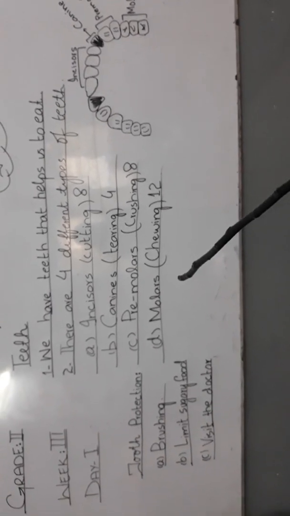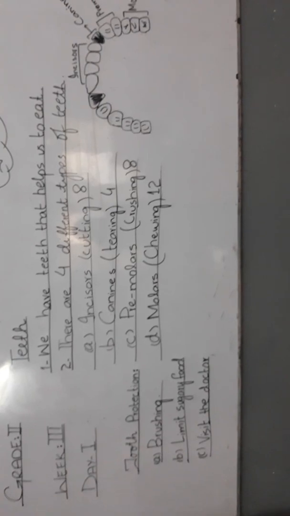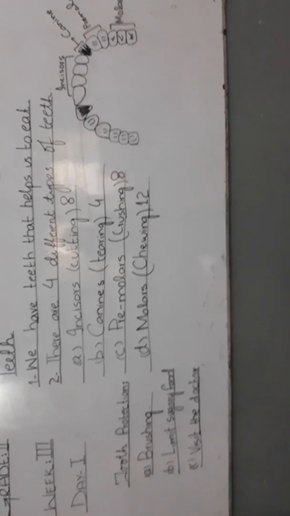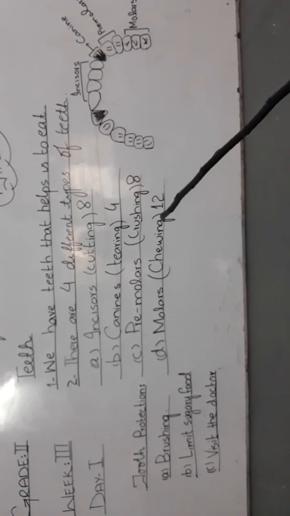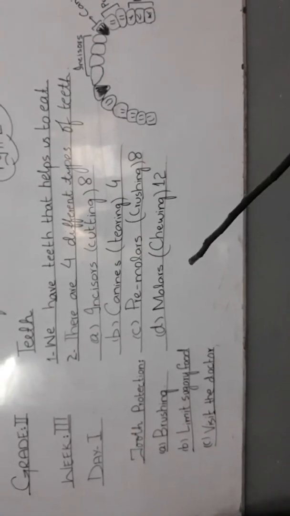The fourth type of teeth are the molars. Molars are very strong, rigid teeth. Their function is to chew food. How many molars are present in our mouth? 12. 6 in the lower jaw and 6 in the upper jaw.